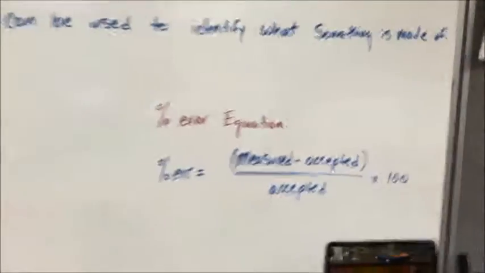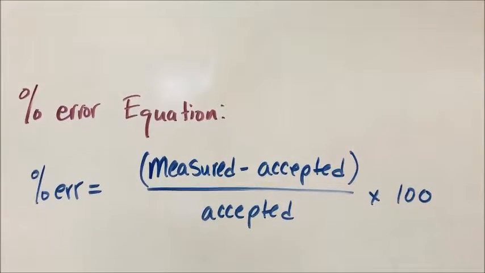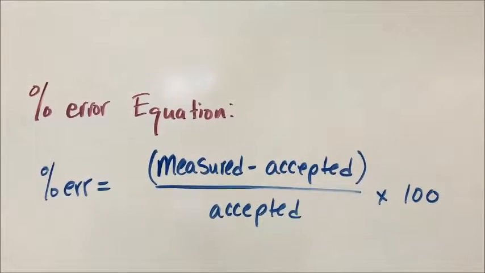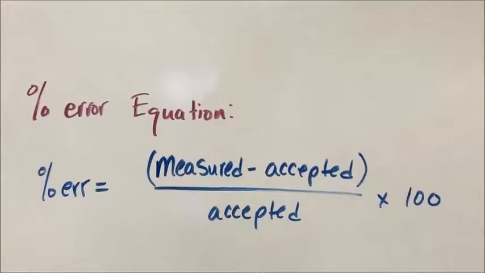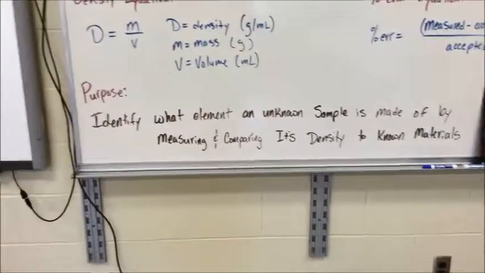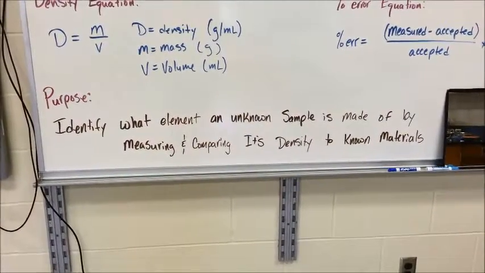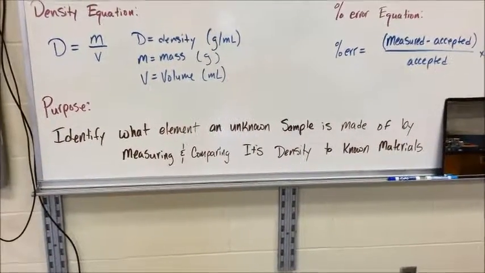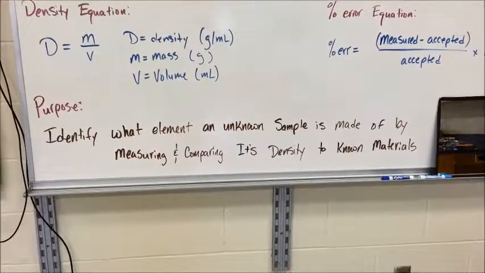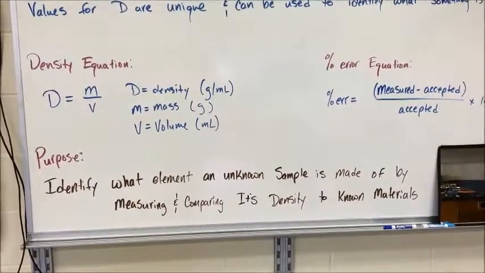We're going to perform a percent error calculation at the end of this to see how close your results were to what you should have gotten. Okay, so that's your equation. You can also find that on Table T. And here's the purpose of this overall lab. We need to identify what element an unknown sample is made of by measuring and comparing its density to known materials. Okay, so get ready for part one.